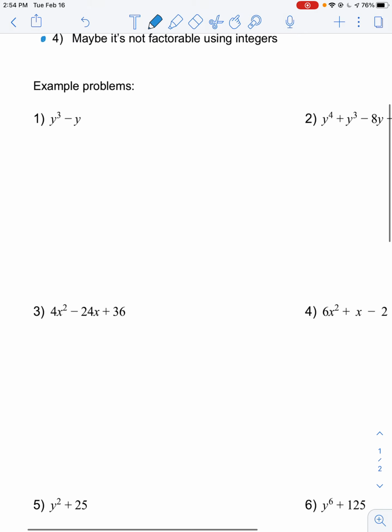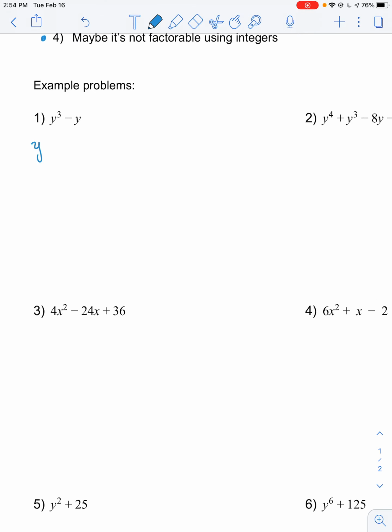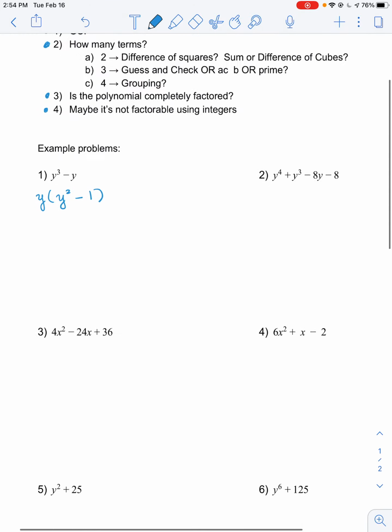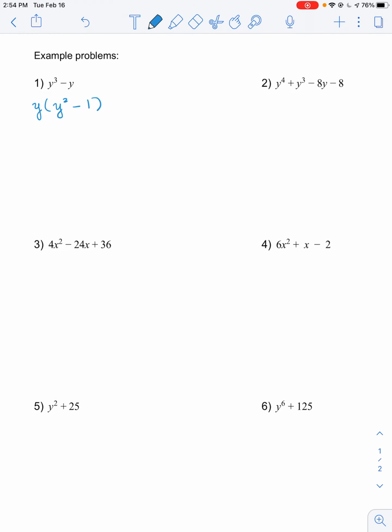So I have a series of example problems here that are supposed to illustrate a lot of these steps above. The first one, this does have a GCF. So the GCF is y. When I factor out that y, I end up with y squared minus 1. Now I can move on to that second step, which says how many terms are there. Well, this polynomial has two terms. And so I'm looking for difference of squares or sum and difference of cubes. And in fact, this is difference of squares. So this can be factored into y minus 1, y plus 1. I double check. All of these are factored completely, and that is the answer to number 1.